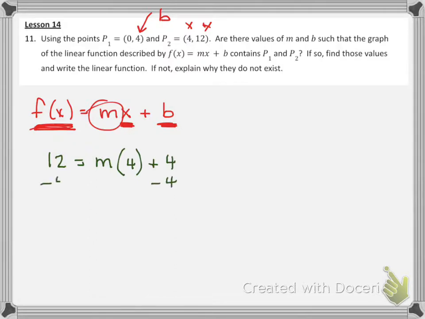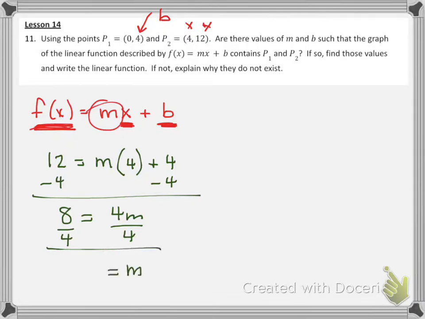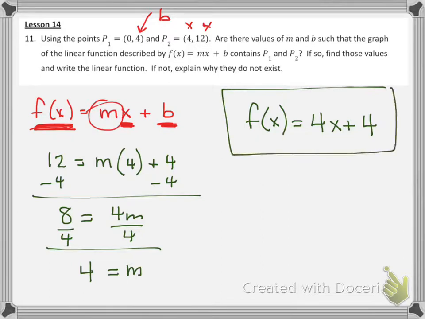Subtract 4. We get 8 is equal to 4m. Divide by 4. And we get m equals 8 divided by 4 is 4. So the slope is 4, and the y-intercept is 4. So when I write my function, it's going to be the function of x is equal to 4x plus the y-intercept 4. f(x) equals 4x plus 4 is our linear equation.